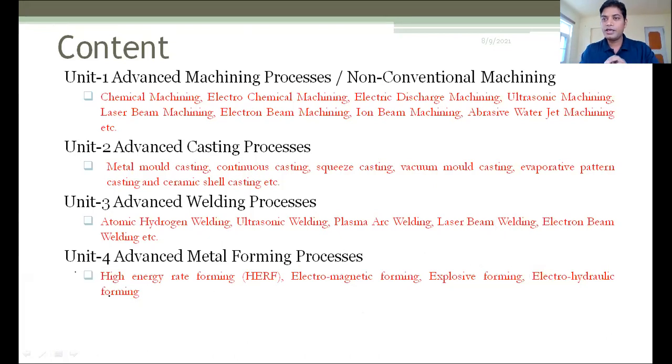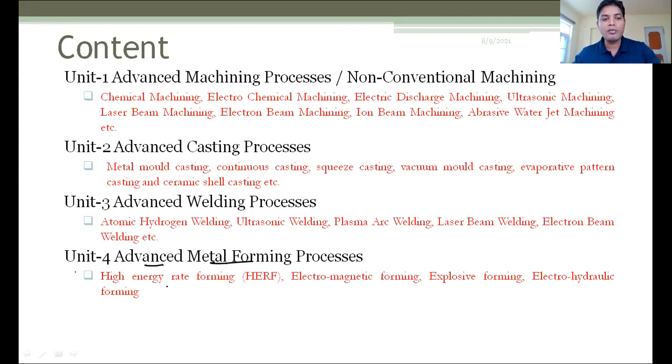Okay, so here we are going to discuss advanced metal forming operations. These are different from those, and here we are using explosives, as well as a high amount of energy generated either by magnetic operations or electromagnetic operations, the combination of electrical energy and magnetic energy.